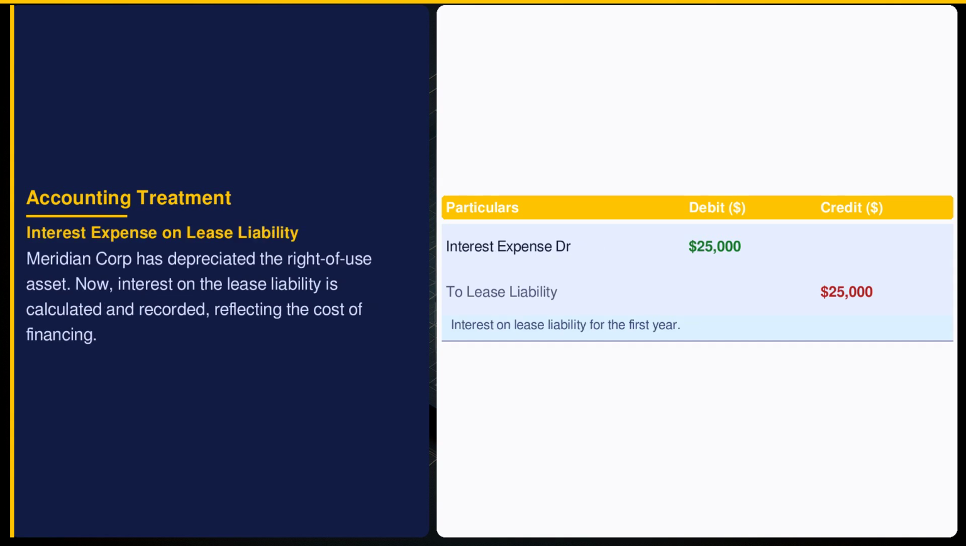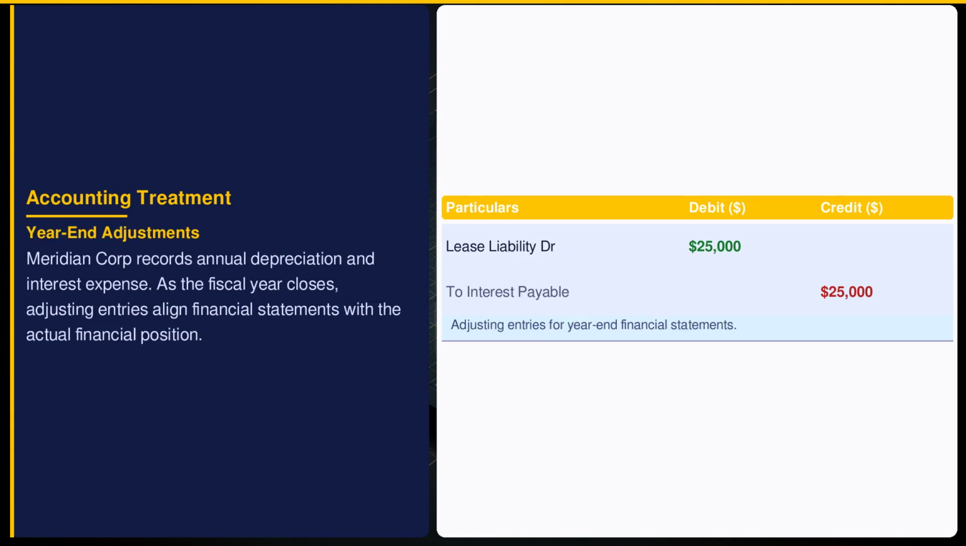Interest expense is calculated on the remaining lease liability balance. ASC 230 outlines this to reflect the financing cost associated with the lease. This impacts Meridian's income statement, increasing expenses by $25,000. Year-end adjustments ensure accurate reflection of accrued interest on the lease liability.